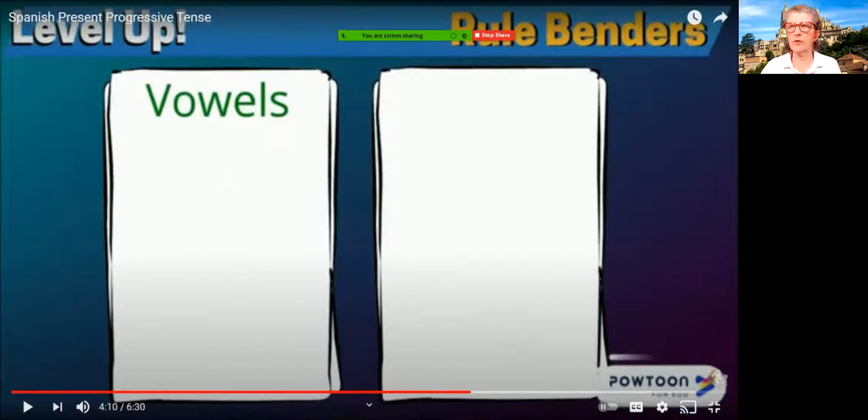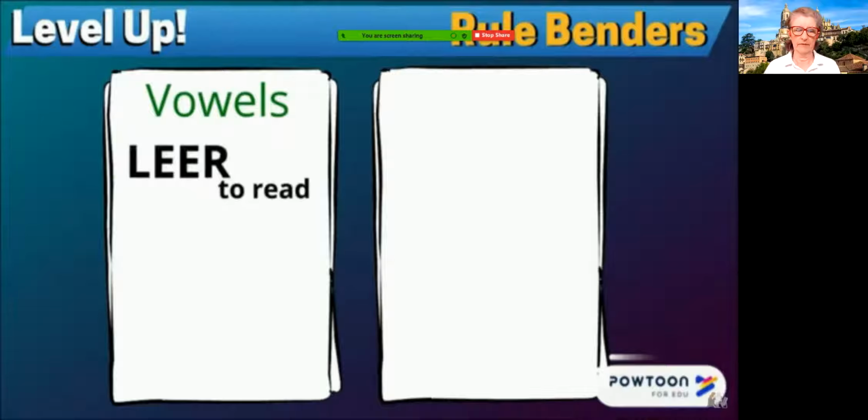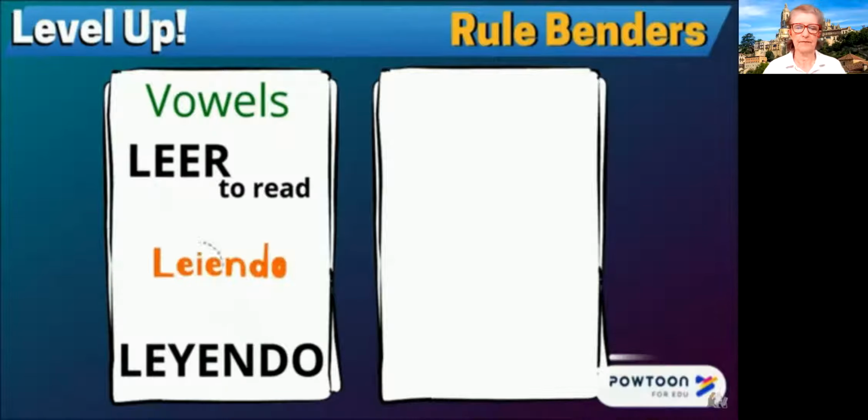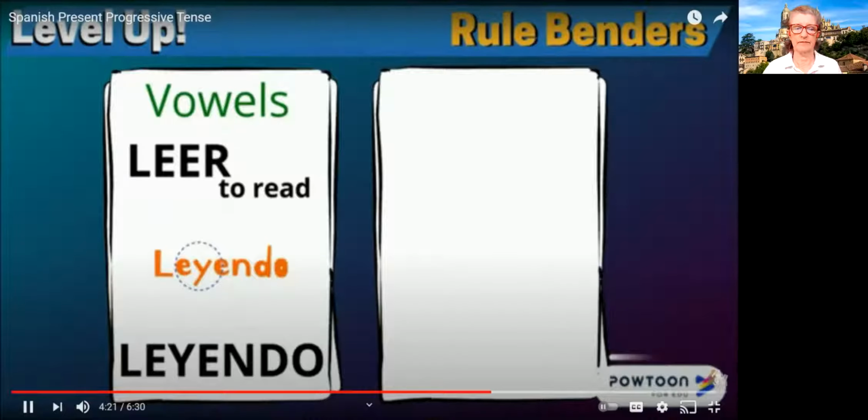Okay, so this is a tiny thing, and it's really more of a spelling thing than a speaking thing, because when you speak, these will sound the same. If you have too many vowels in a row, there'll be a spelling change. She'll show you what she means. The word leer, to read, for instance, would look like this after being conjugated. It bends the rules to change the I to a Y, because otherwise there'd be too many vowels in a row and it would be too hard to pronounce.